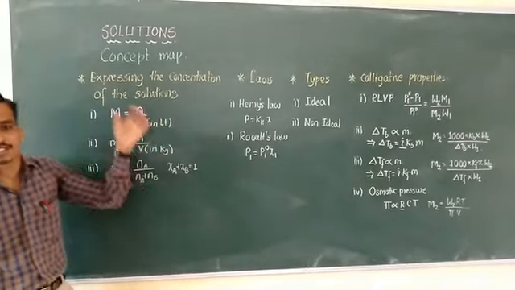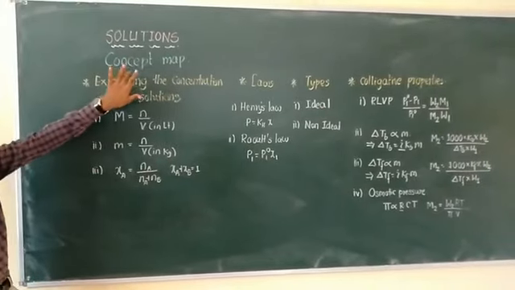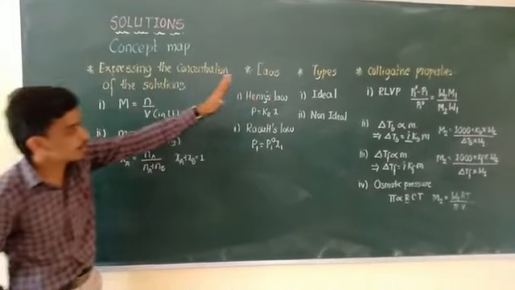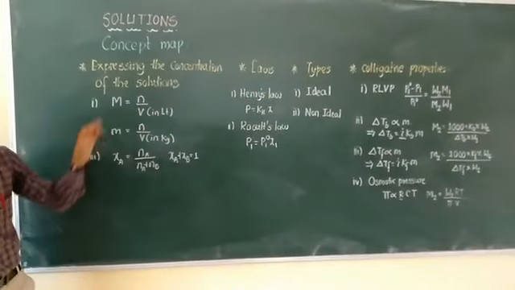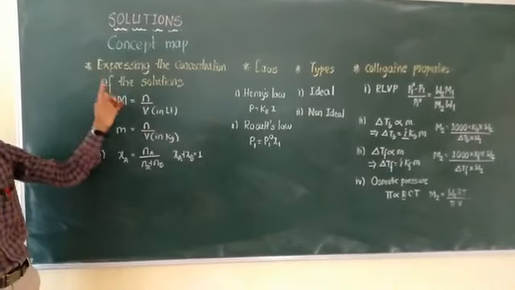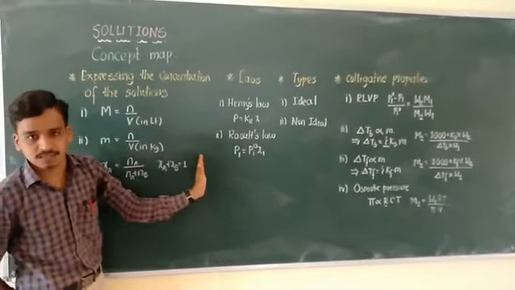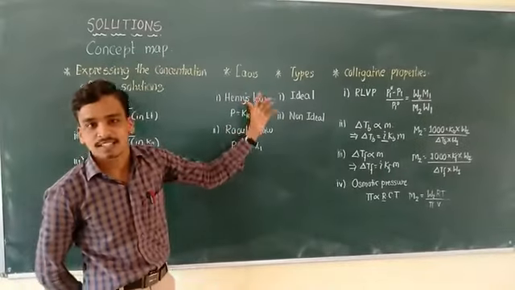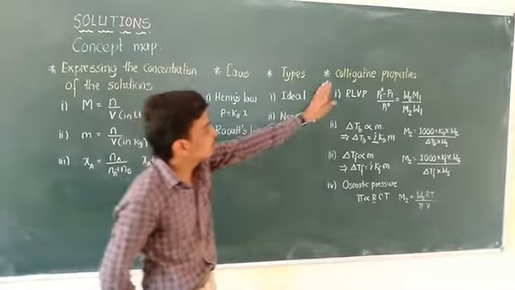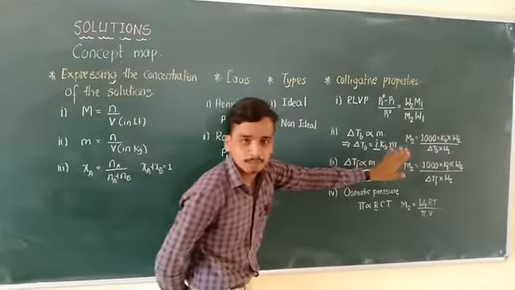We are going to recall the chapter Solutions, and this chapter is going to be studied based on the concept map. The concept map means how it is divided in the theory syllabus. This Solutions chapter is divided into four important parts: expressing the concentration of solutions, which is the first part; next, laws of solutions; next, types of solutions; and the last part of this chapter is colligative properties and related problems.